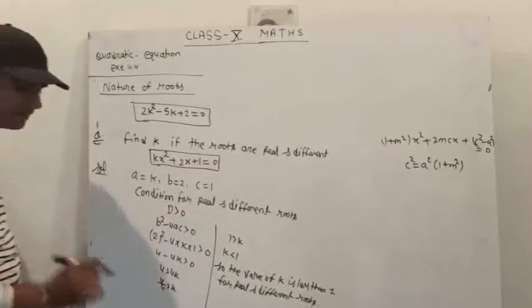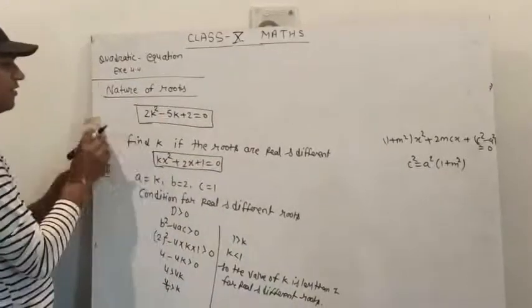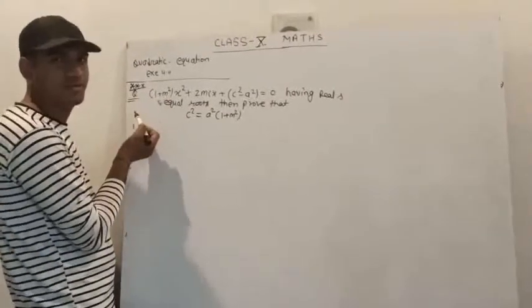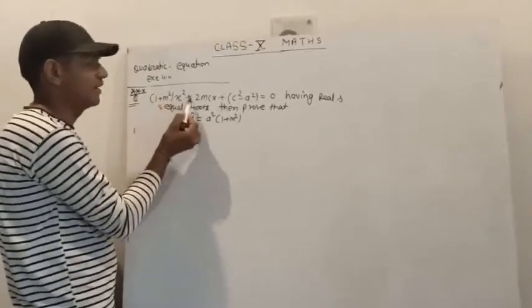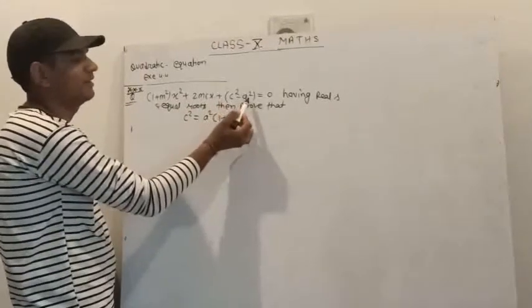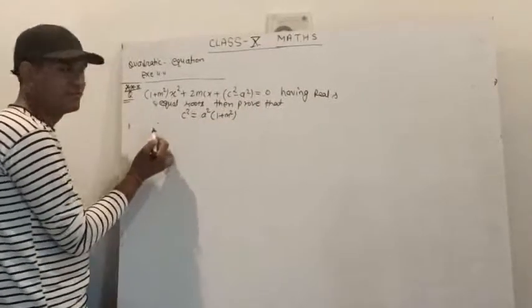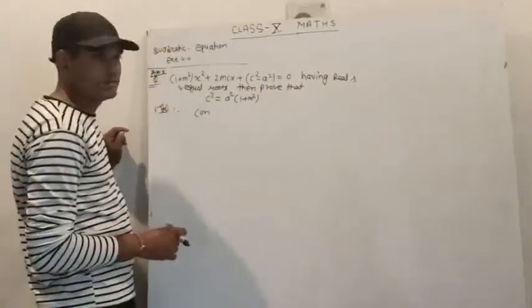Now next we will discuss one very important question. (1 plus m square) x square plus 2mc x plus c square minus a square equals 0 are having real and equal roots. Then we will prove that. Same question.